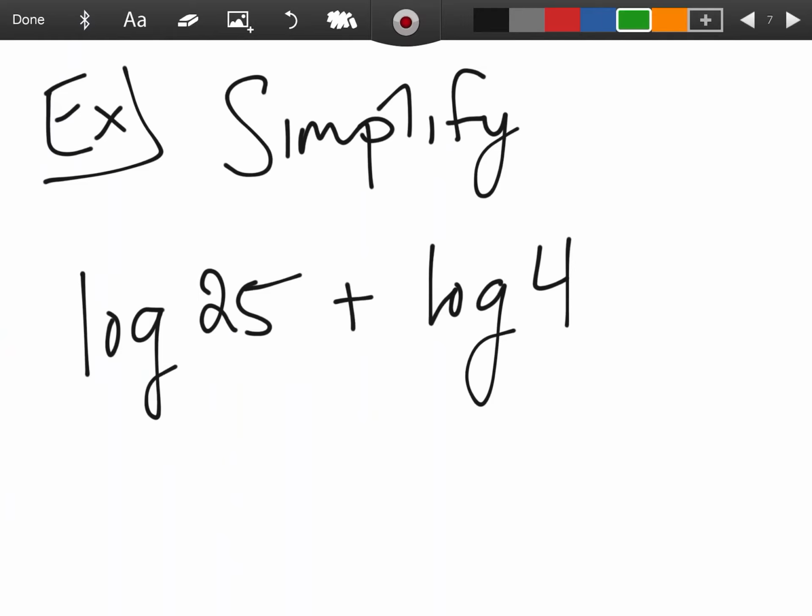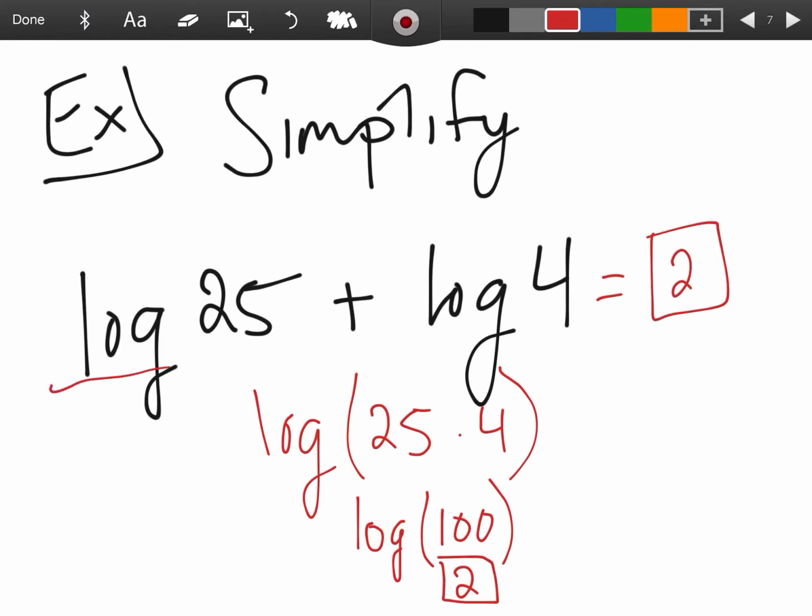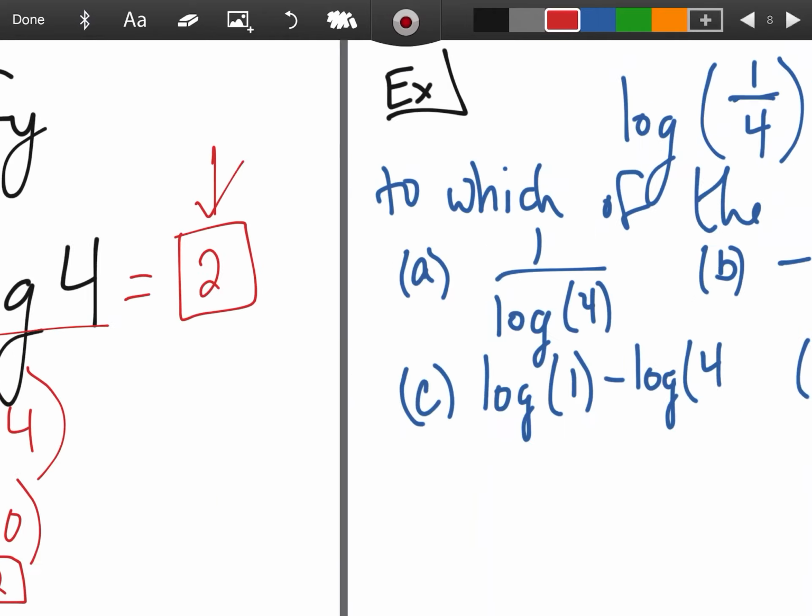Let's do one with numbers here. What if I have log of 25 plus log of 4? Well, I can combine these by multiplying and say that's going to be equal to the log of 25 times 4. And 25 times 4, that gives me 100, so I have the log of 100. Well, log of 100, 10 to what power equals 100? 2. All right, so log of 25 plus log of 4, even though both of these numbers by themselves are both irrational numbers, when you add them together, we get this perfect integer of just 2. So it's pretty cool how that works.